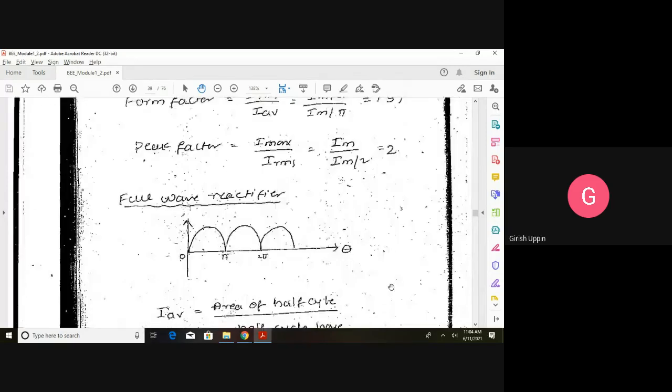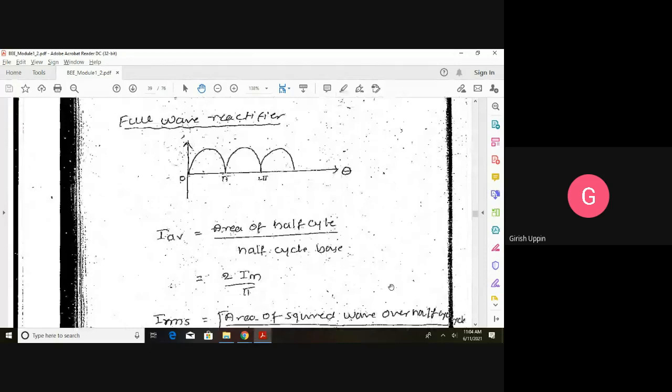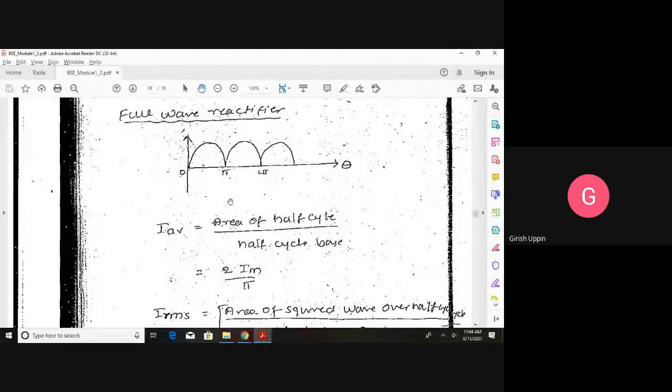In a similar way we can do the calculation for the full wave rectifier. In case of a full wave rectifier, we have to take the area under the curve. Because here this cycle and this cycle, even though they are not opposite, they are exactly the same, so we need not take 2 times. Even if I square this waveform, both would be exactly the same. So you can just take half a cycle, right?